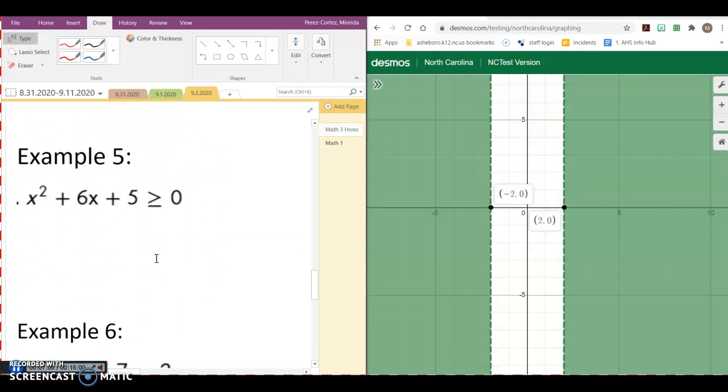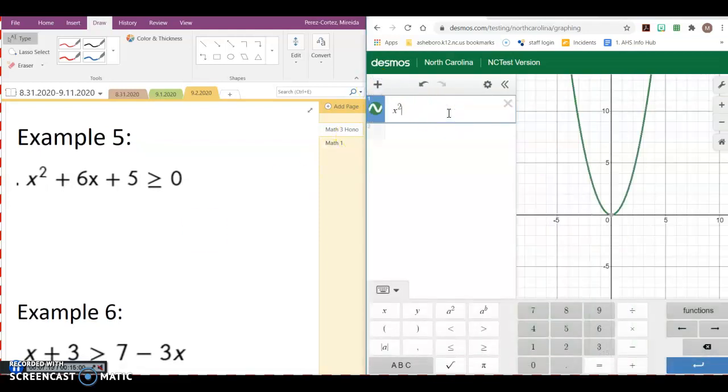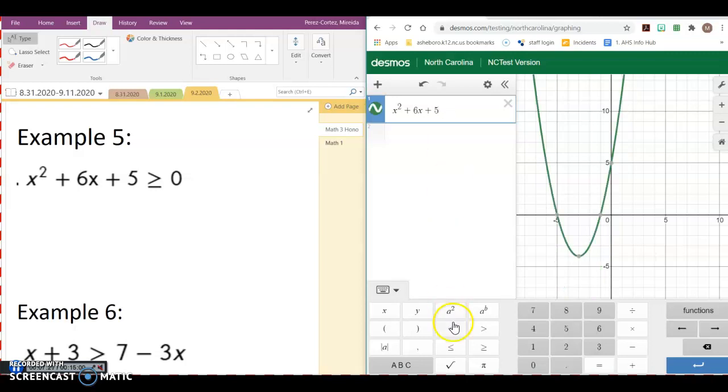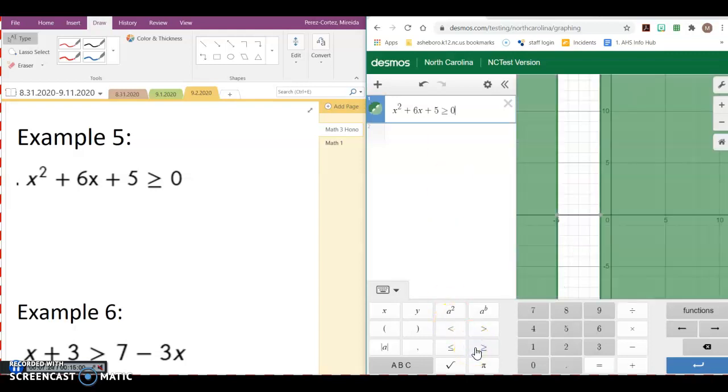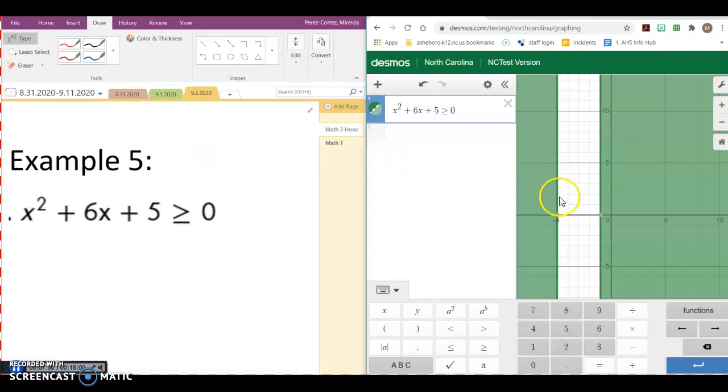All right, try example number 5. Pause the video and type it into Desmos and try it. While you do that, I'm going to go ahead and type it in myself. Again, I'm hoping you're following along and practicing reading the graph with me. So here is our quadratic, and when is it greater than 0? This is example number 5.